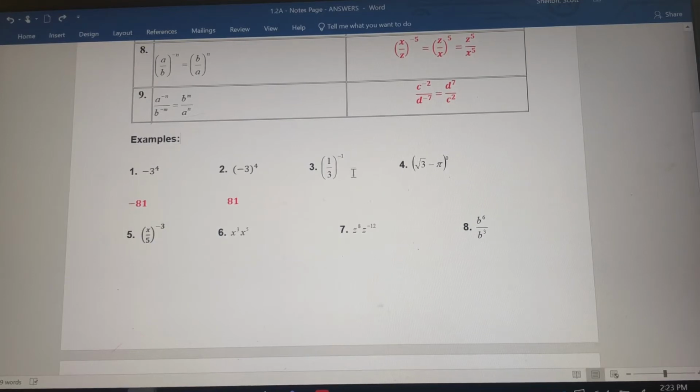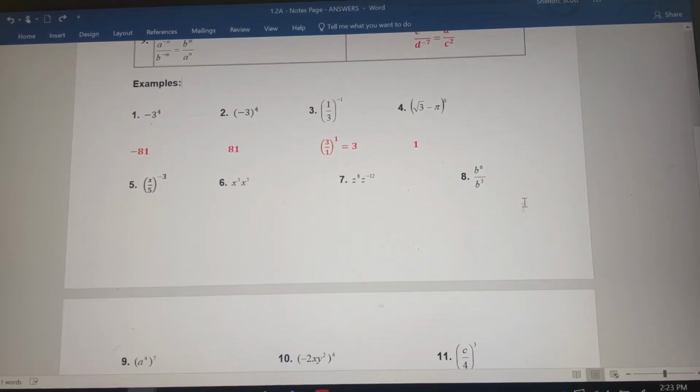Number 3, we've got a negative exponent, so we can take the reciprocal of this 1/3 and change the exponent from negative to positive. So 3 over 1 to the 1st power is just 3 to the 1st power, which is 3. Number 4, this whole quantity is being raised to the 0 power. Anything to the 0 power is 1. So there's 1 through 4. Let's look at 5 through 8 now.